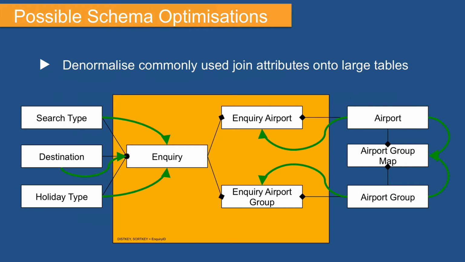And this can mean in some cases that you might denormalize and join commonly used attributes into large tables. So essentially you can see an example here where we might denormalize and pull things like the airport group or the airport within a larger table which contains both halves of the join key essentially.